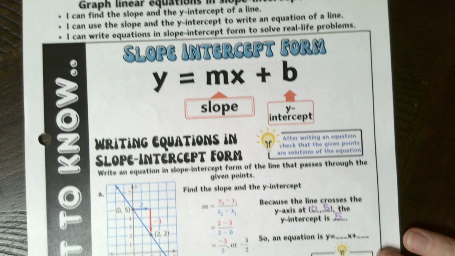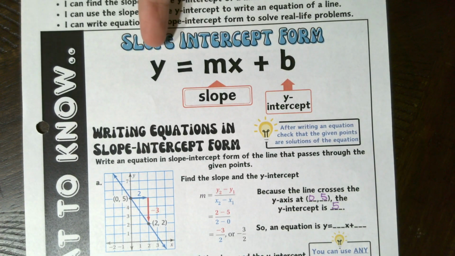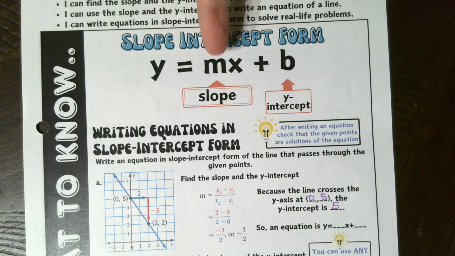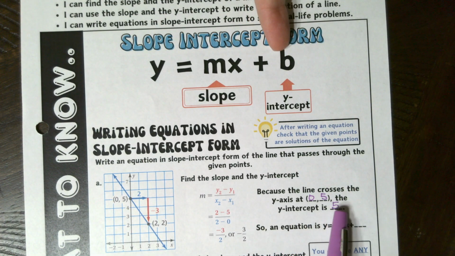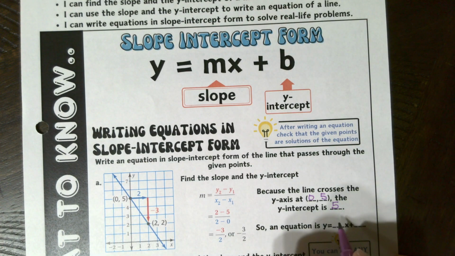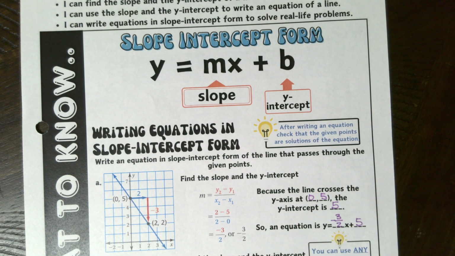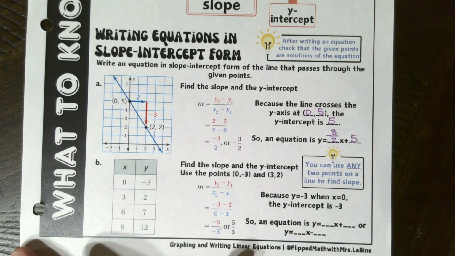So let's put it into our slope-intercept form. So now we have y equals, what's our m? Well, we figured out that it's -3/2 times x plus, then we figured out our y-intercept is 5. So that's what it should say. y equals -3/2 x plus 5. Okay?